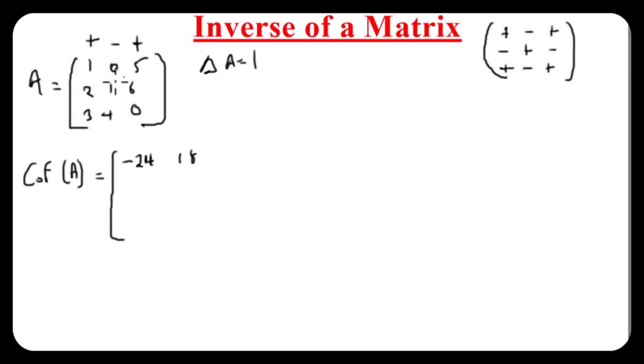5, strike this, and 2, 1, 3, 4. So 2 times 4 is 8. 3 times 1 is 3, so 8 minus 3, that's 5. So the sign here is positive, so just write positive 5. Okay, moving on to the second one.